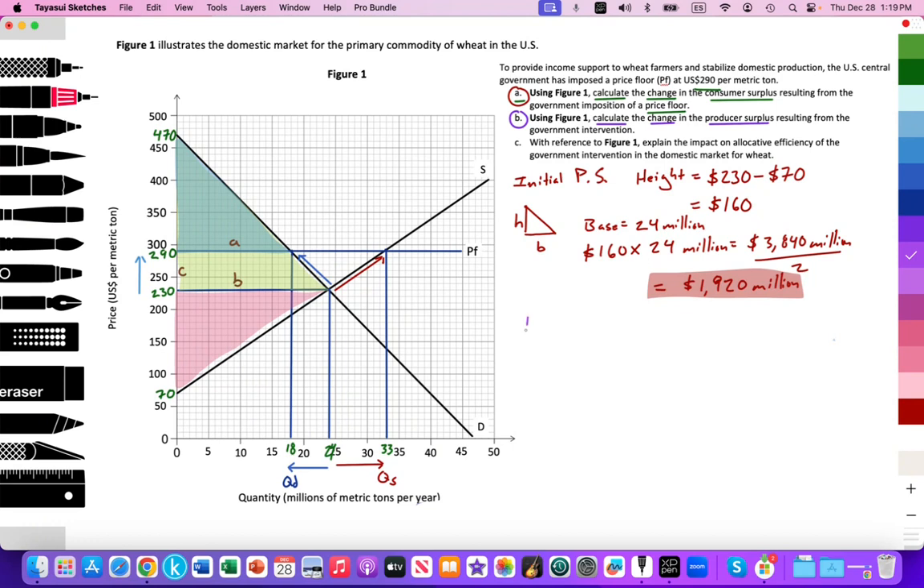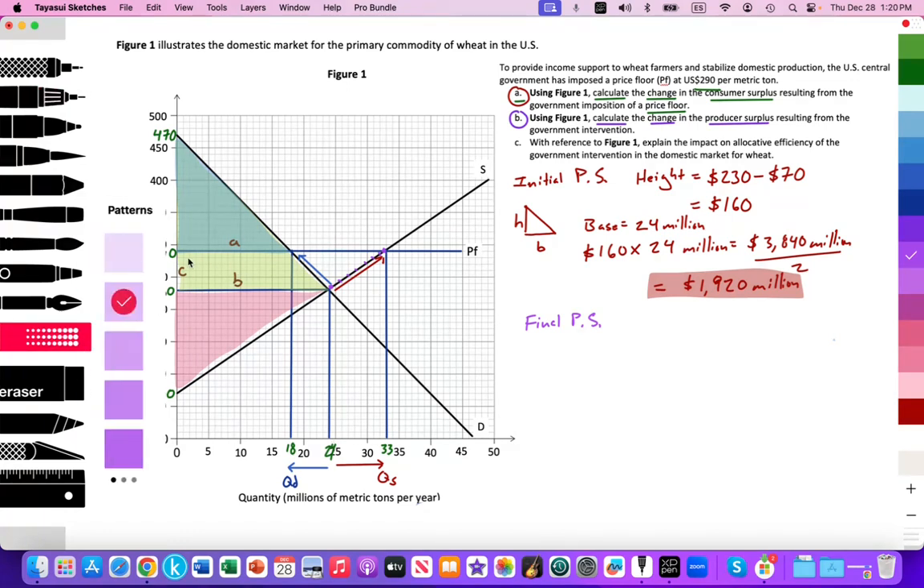What's the final producer surplus? It has increased. Producers are getting a higher price, and so they're going to increase their quantity of supply along their supply curve from 24 million metric tons to 33 million metric tons. So let's now see what that area looks like. So I'm going to follow the supply curve up to that higher price. Now I see the new triangular area.